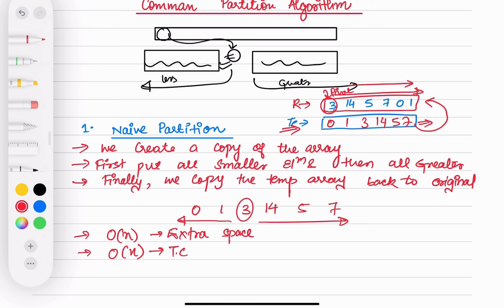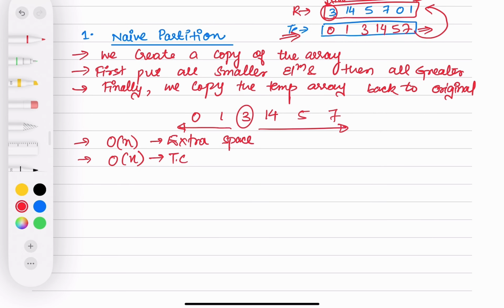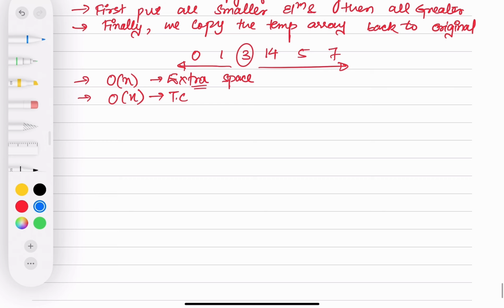I'm not going to use Naïve partition for my quicksort, because I don't want to take extra space of O of n and create a temporary array and copy back. This is the first pass; then again I have to take another element as pivot, create one more temporary array, and copy back again. So for me it's a hectic process.